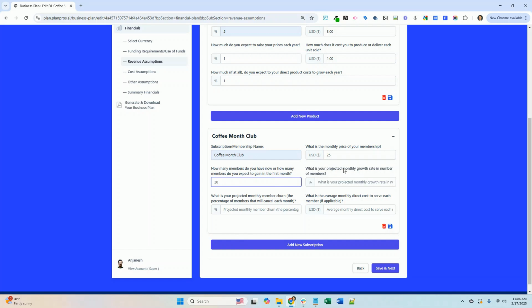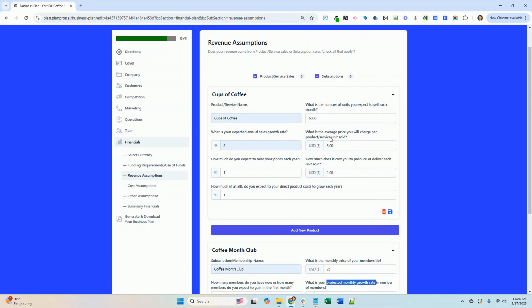This is what I really want to point out. What is the projected monthly growth rate? This is a monthly growth rate. We use for subscriptions a monthly growth rate. In products, we use an annual growth rate. So this is a monthly growth rate.